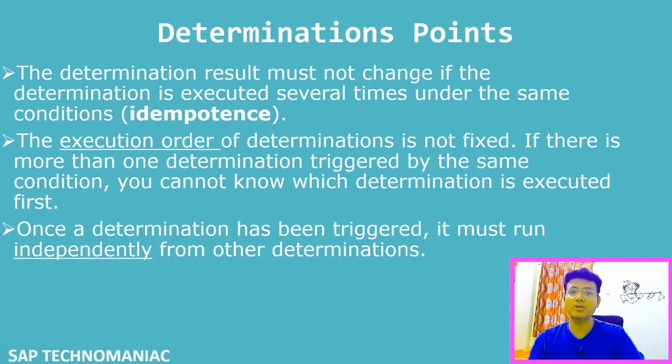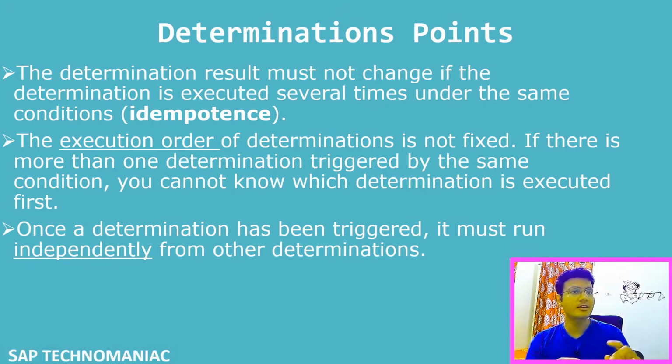So you have to make sure that if you have multiple determinations which are called based on the same conditions, you can't assume that this determination is always called first, and once it is called, then the other determination will be called. You should not assume that, because the execution order is not in your hand. It can execute any determination first and any second.